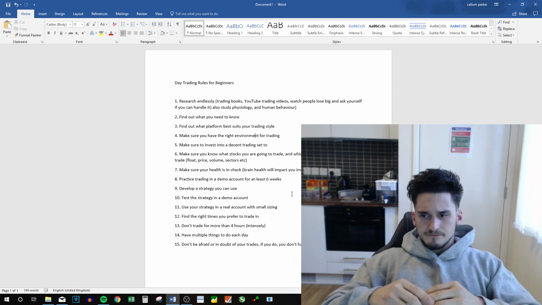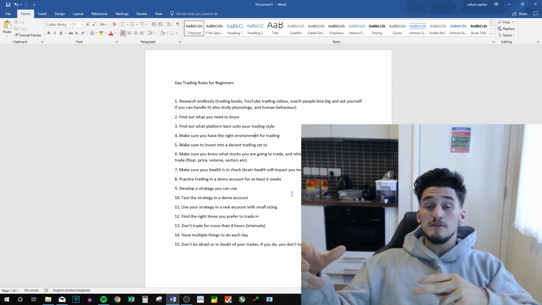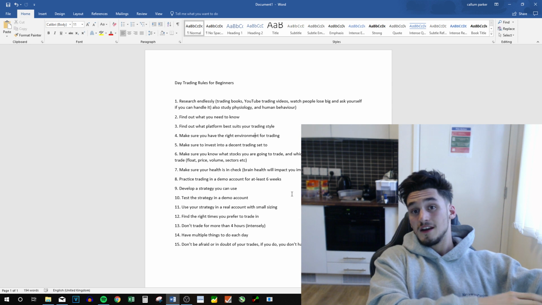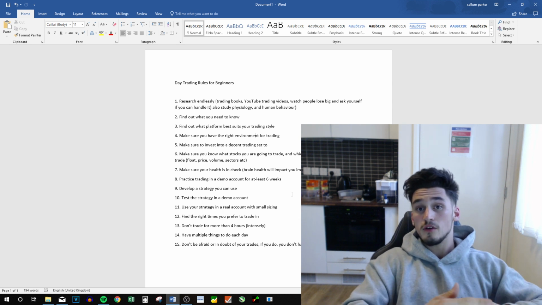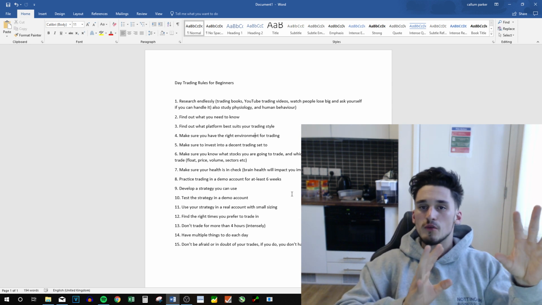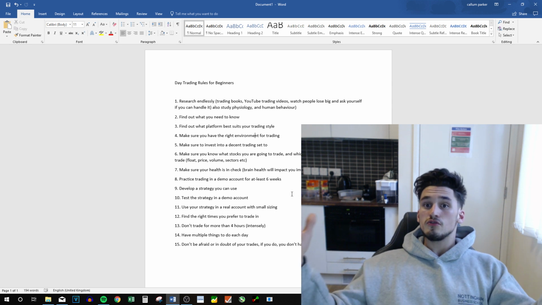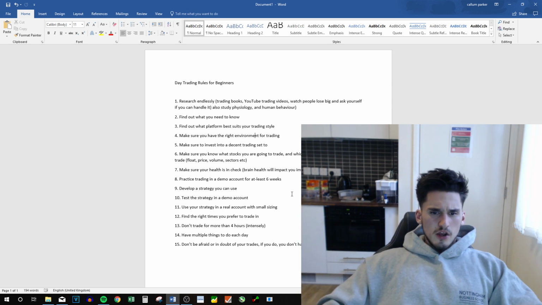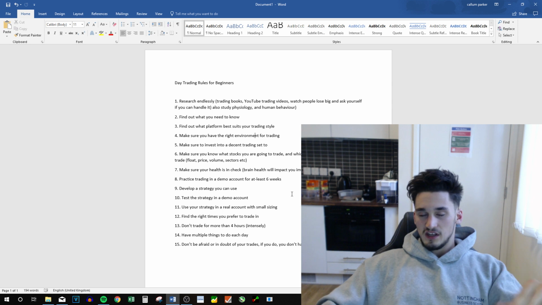Don't try and reinvent the wheel. If there's a strategy that's working, like a gap and go or momentum or high volume momentum strategies, just use what other people are using. If it's working, don't try and reinvent the wheel. So number 10, test your strategy in a demo account.